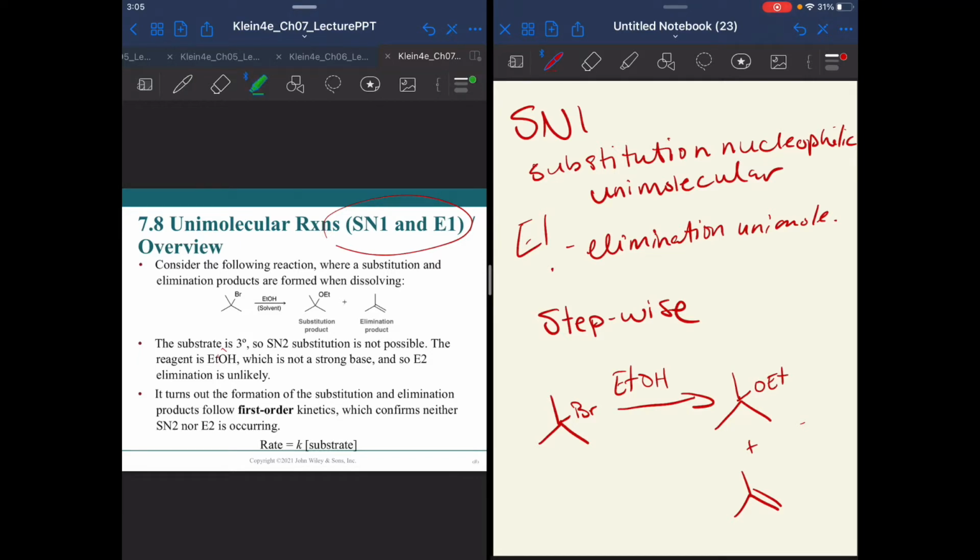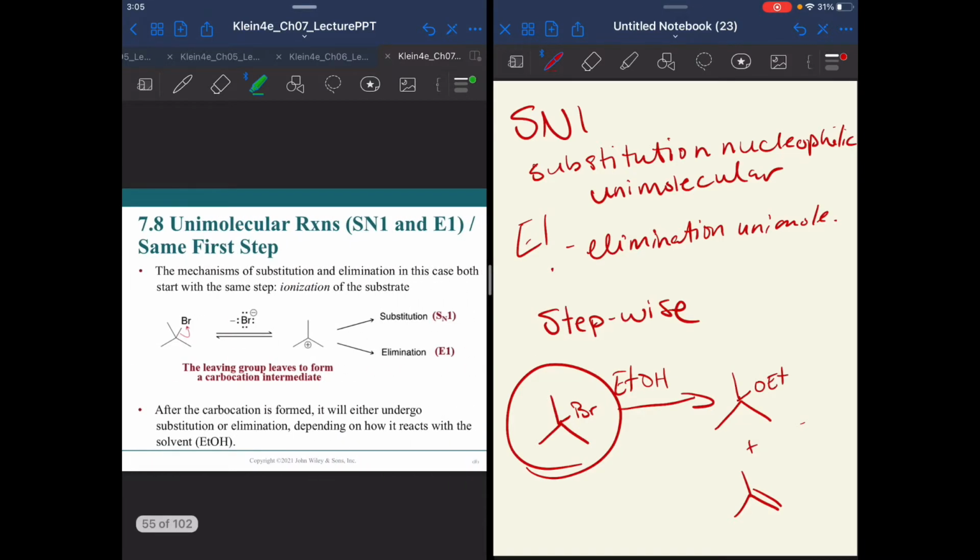We know that this can't undergo SN2 because it's a tertiary alkyl halide. We also know that that reagent is weak. It's not a strong base. It's not a strong nucleophile. So E2 and SN2 are not likely. When we look at experimental data, we also find out that it is a first-order rate law and it only relies on the substrate. So as long as there is ethanol present, the rate is only affected by the concentration of the substrate. And when we look at the mechanism, we'll understand why.